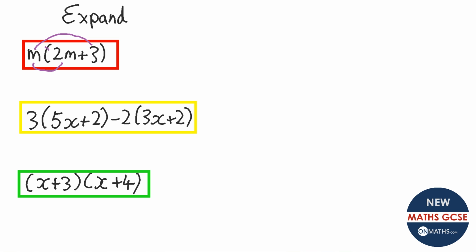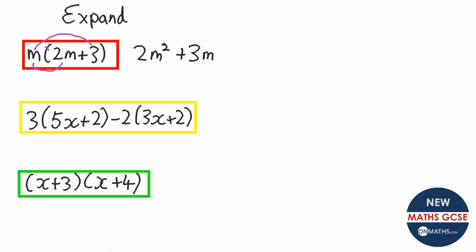So I'm going to do m times 2m first. Now, m times 2m, well, I've got two m's timesing together, so that will give me 2m squared. Okay. And then I'm going to do the rainbow, which is m times positive 3, which is going to be positive 3m. Now, that might not look like an answer, but that absolutely is the answer. So you would write 2m squared plus 3m.